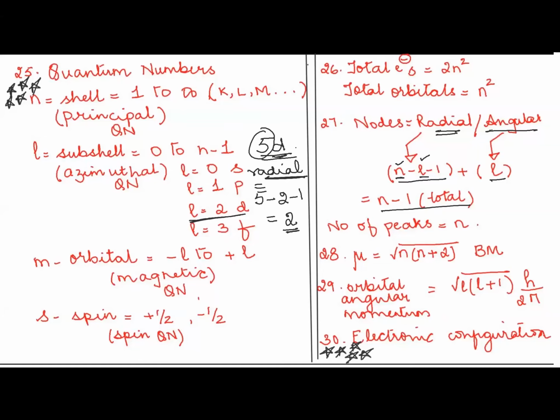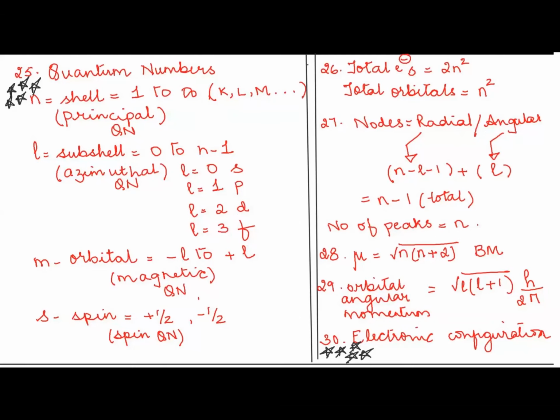Now, how many angular nodes do we have? L. Only 2. Add these 2, radial nodes and angular nodes. How many total nodes did you get? 4. You can also calculate by another method. n minus L minus 1 plus L, meaning minus L plus L gets cancelled, so what you have is only n minus 1. So 5 minus 1, that way also you're getting 4. So this is how you calculate radial nodes and angular nodes. And I have written here the number of peaks is equal to n. That's how you'll find out the shell or the orbit.